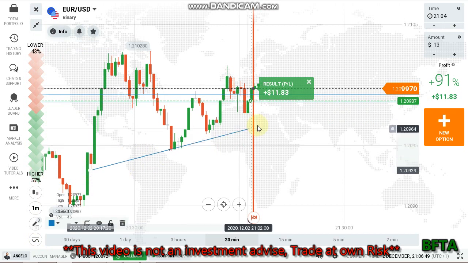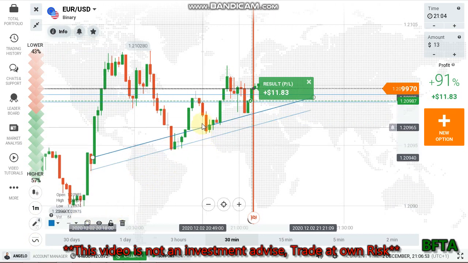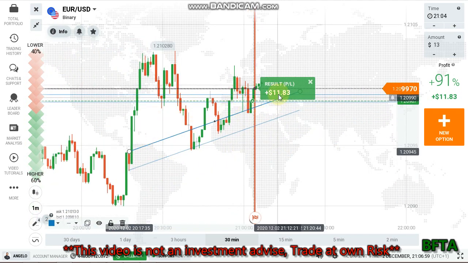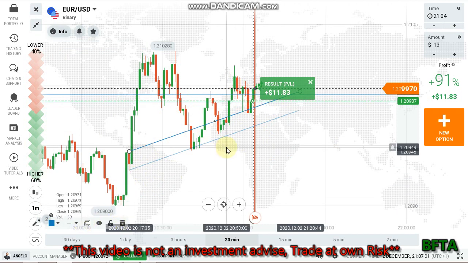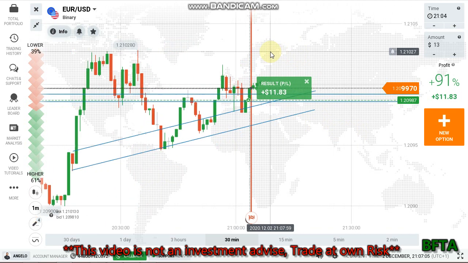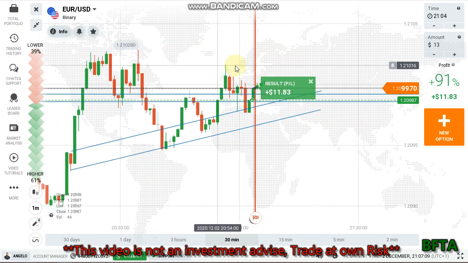This is also an area of support. This is also an area of support. Okay, that is why the candle still reverses here, and again the moving average is also an area of support. Okay, that is how you can place your trade, drawing levels and also analyzing the market. This is how you can place your trade.